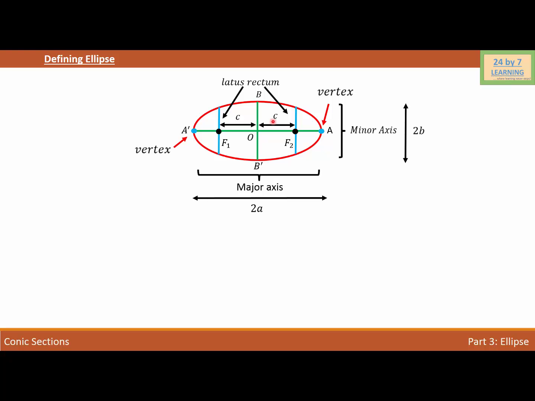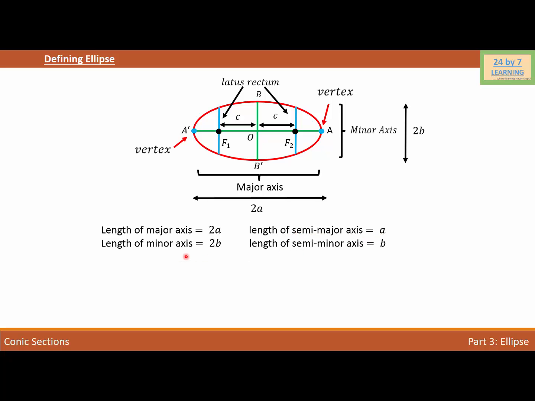Now let's summarize this whole information. We can write that the length of the major axis of the ellipse is 2A, then the length of the semi-major axis is A. The length of the minor axis of the ellipse is 2B, then the length of the semi-minor axis is equal to B. And the distance between the two foci, F1 and F2, is C plus C, which is basically 2C.